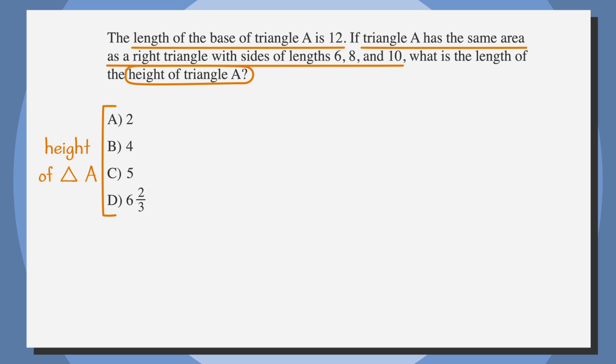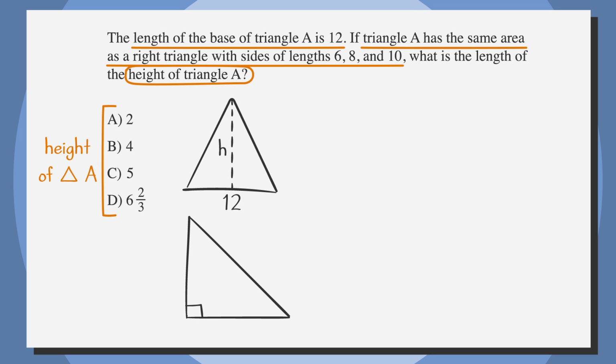We don't know the height of triangle A, but don't let that slow you down. Draw a triangle. Don't worry what it looks like. Label the base 12 and the height H, and let's move on. Now let's draw the right triangle. We know the sides are 6, 8, and 10, but which side goes where?